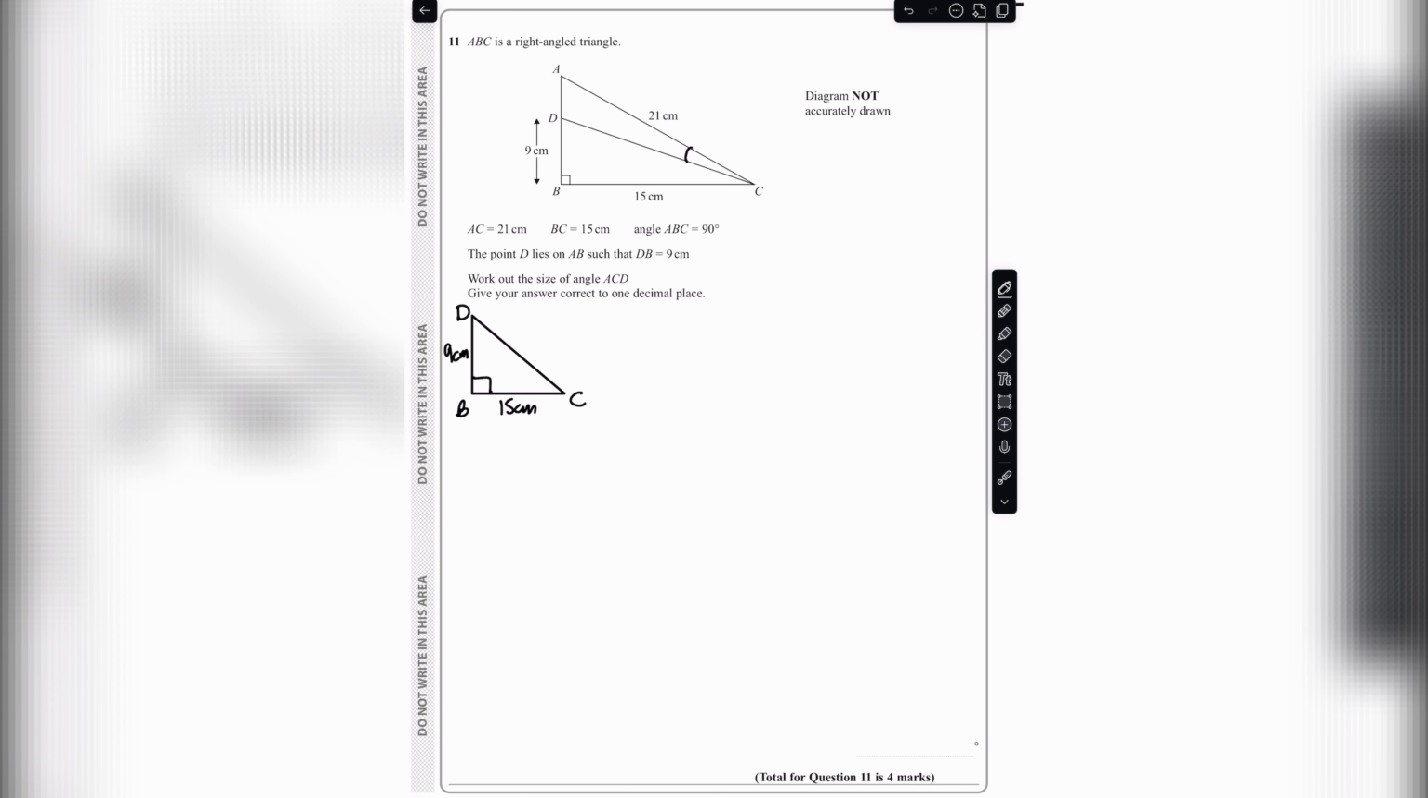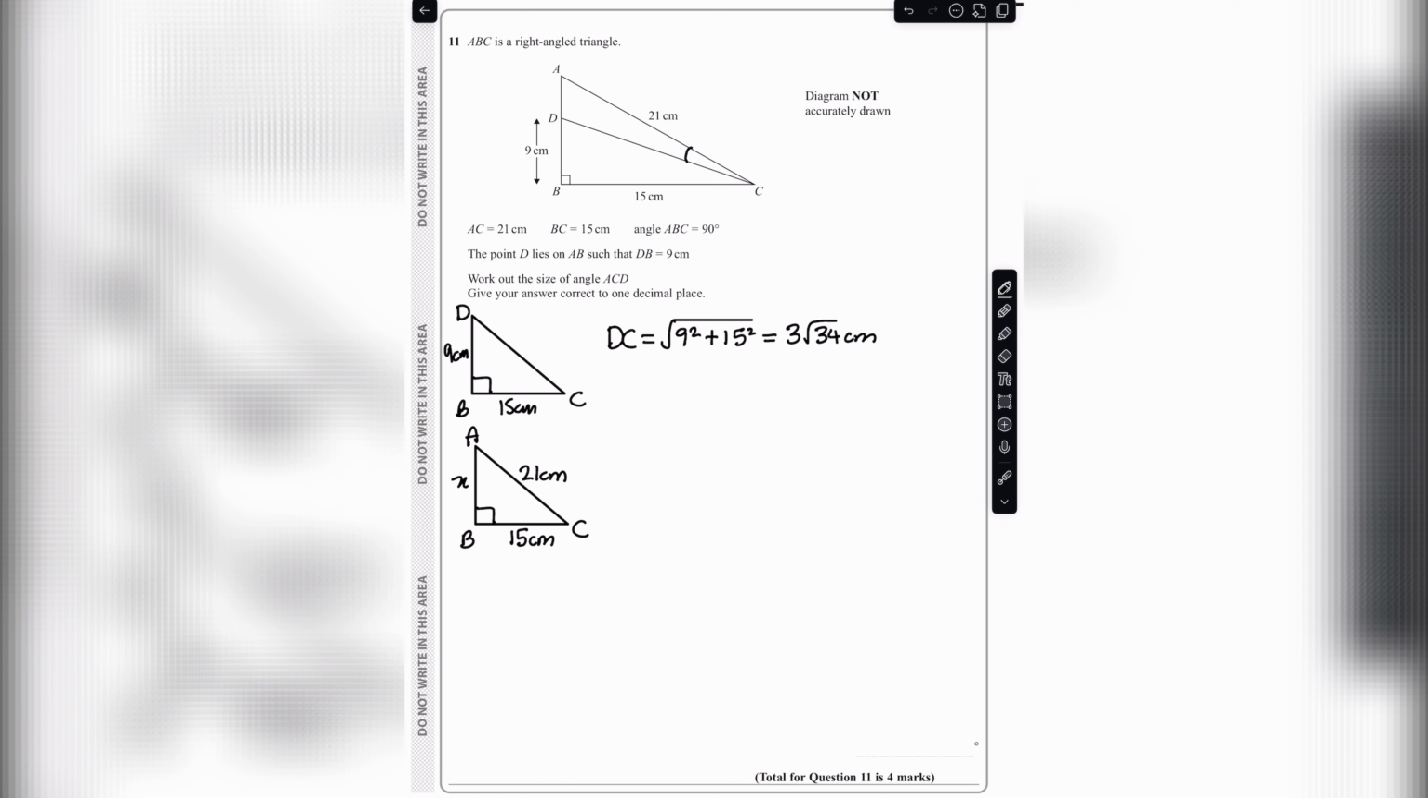Using triangle DBC, we can determine DC using Pythagoras' theorem. When I put that into my calculator, I get 3 root 34 centimeters. In order to determine the length AD, we need to determine the length AB and subtract the length DB from this value. Length AB can be determined using Pythagoras' theorem. If we solve for x, we can simply state that x squared equals 21 squared minus 15 squared. Therefore, x equals 6 root 6 centimeters. As mentioned before, AD equals AB minus DB, so that is 6 root 6 minus 9.